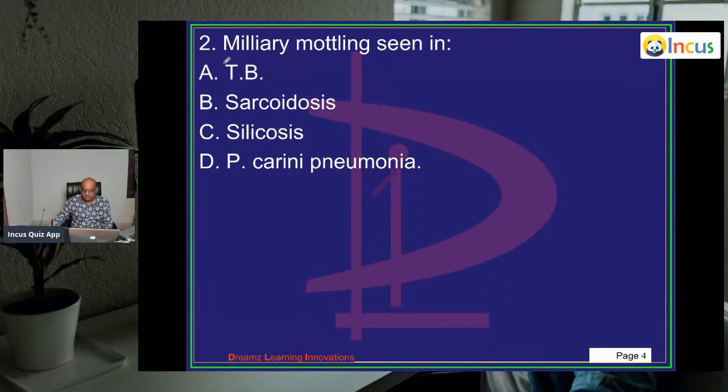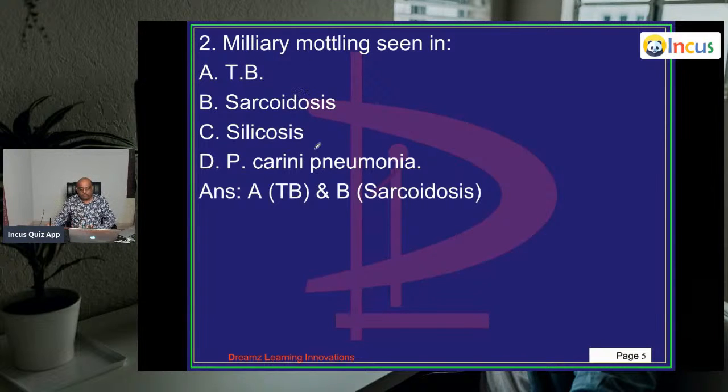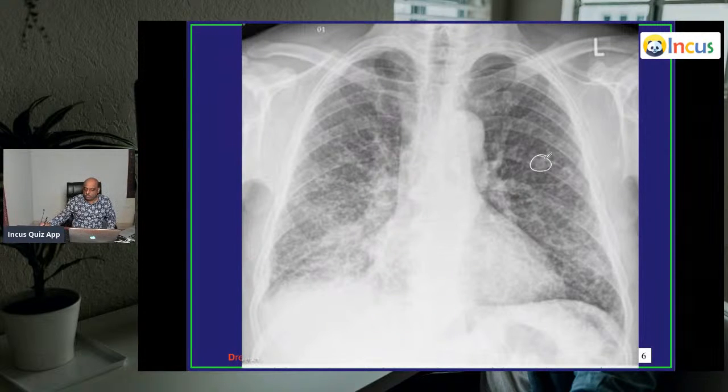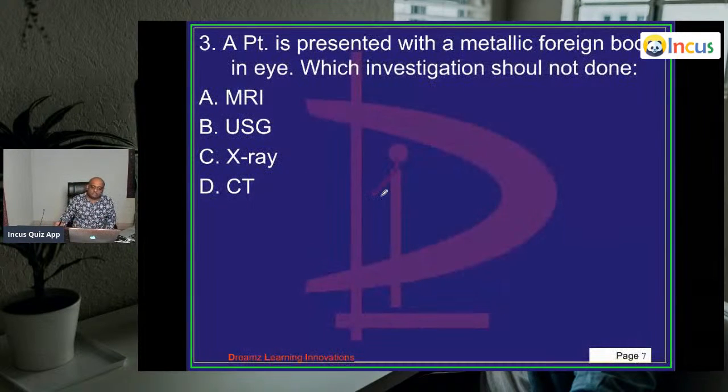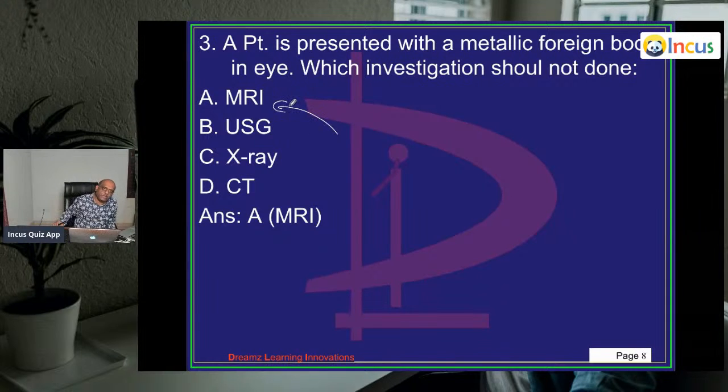Miliary mottling, where do we see? We all know we see it in case of tuberculosis. Also, we should know we see it in sarcoidosis. So this is how millet seed is shaped, sized. Opacity makes it a miliary mottling is what you need to remember. A patient presented with a metallic foreign body in the eye. Always all metals are a contraindication for doing the MRI, as all of you know very well.